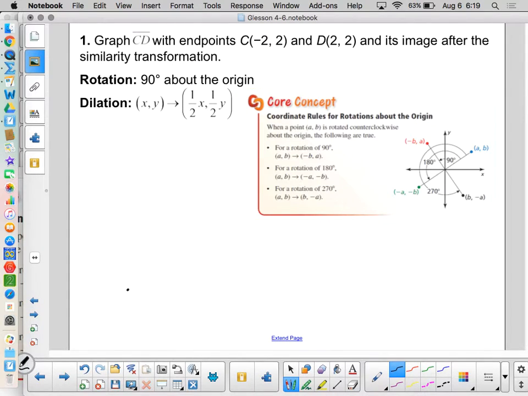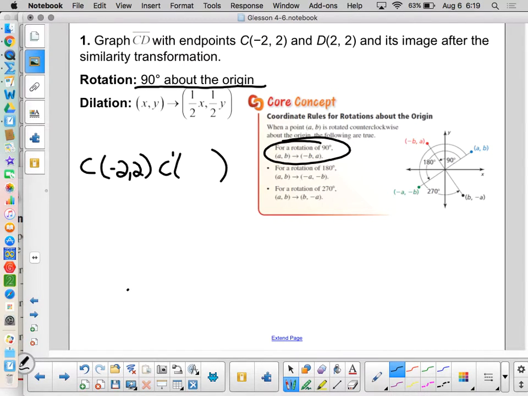All right. So my point C is at -2, 2. So C primed, because we're going to rotate 90 degrees, my rule is (a, b) goes to (-b, a). So this +2 comes first now and becomes a -2. And a flips to the second and remains the same sign, so -2, -2.